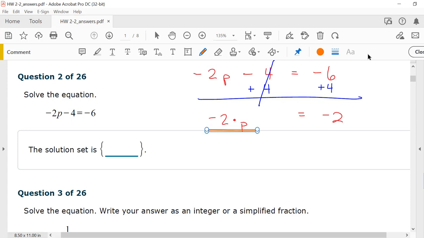Dividing both sides by negative 2, and why do I want to do that? Because negative 2 divided by negative 2 is 1. 1 times p is just p. And then on the right-hand side, negative 2 divided by negative 2 is 1. The solution set is p equals 1.